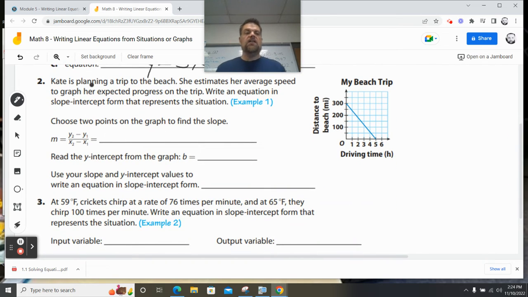It says Kate is planning a trip to the beach. She estimates her average speed to graph her expected progress on the trip. Write an equation in slope-intercept form. So here, I've got 2 points. This point here is 0, 300. By the way, what's this? Isn't that the y-intercept?